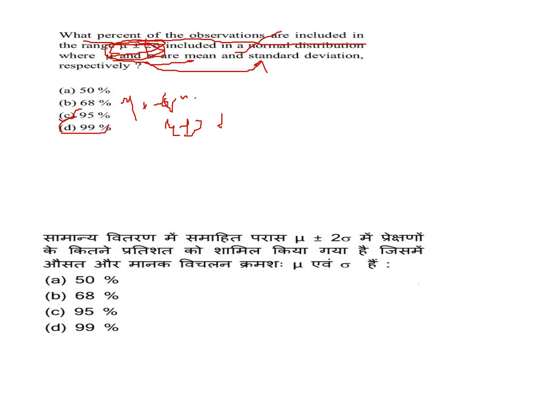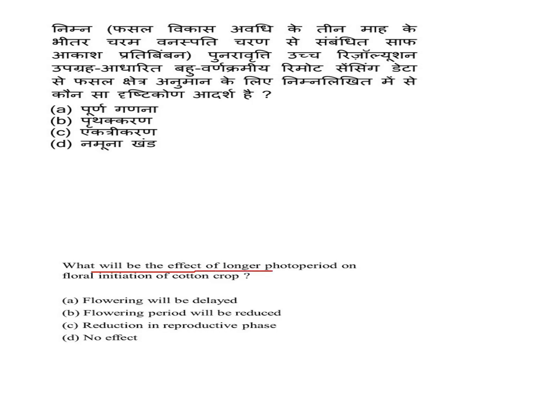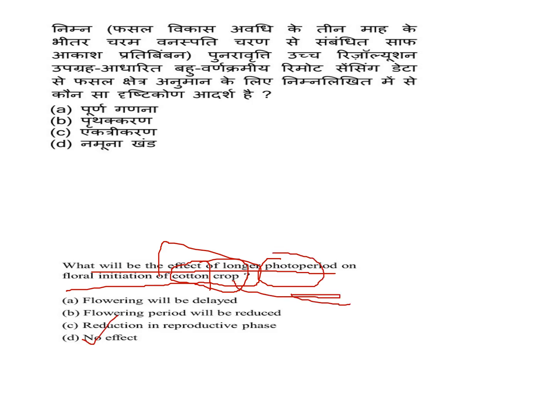The answer is 95%. What will be the effect of longer photoperiod on floral initiation of cotton crop? The answer will be, since cotton crop is a day neutral crop, there will be no influence of photoperiod, so no effect. If the traditional cotton crop is a short day plant, then the answer will be flowering will be delayed. This will be the answer. If it is a short day plant, flowering is delayed; if it is a day neutral variety, then it is no effect.